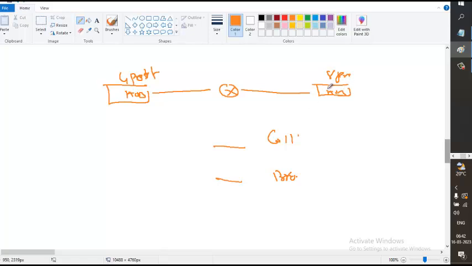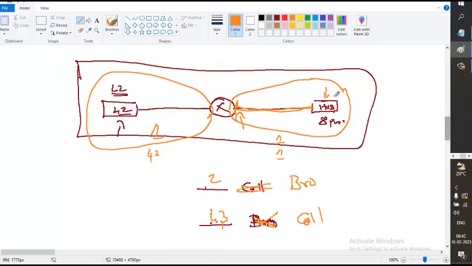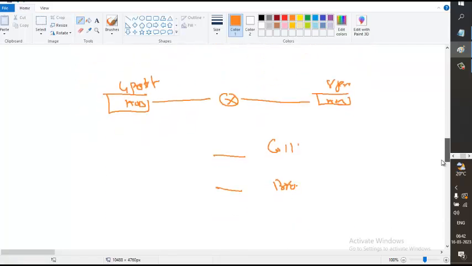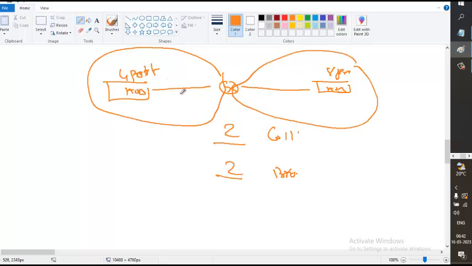No, you remember we learned whatever the number of port may be, the collision domain and broadcast domain is only one. Yeah, correct. 2 and 2. So this is one collision domain, and this is another collision domain, and this is one broadcast domain, another broadcast domain. Wonderful. You understood this topic very well.